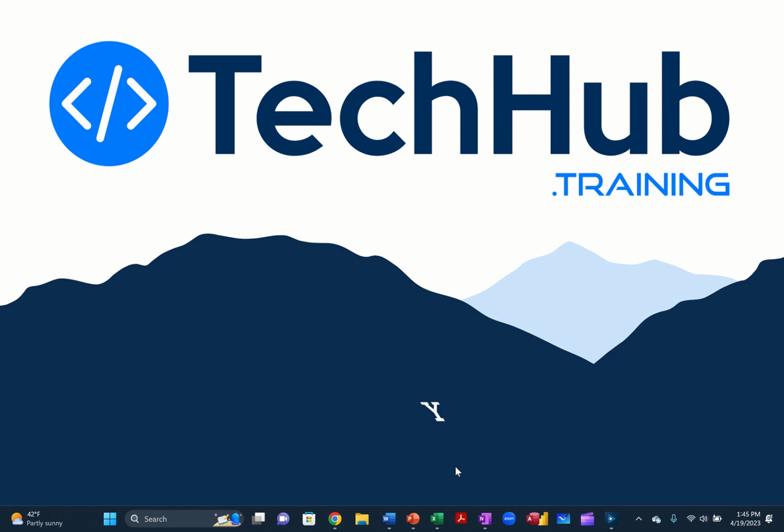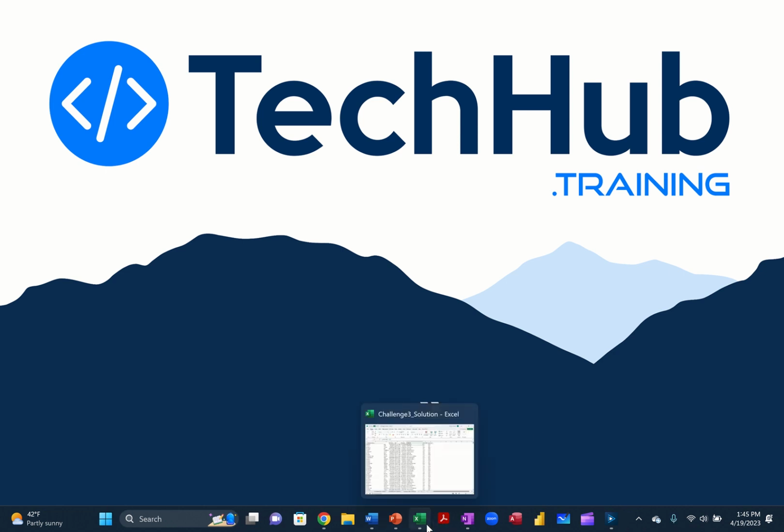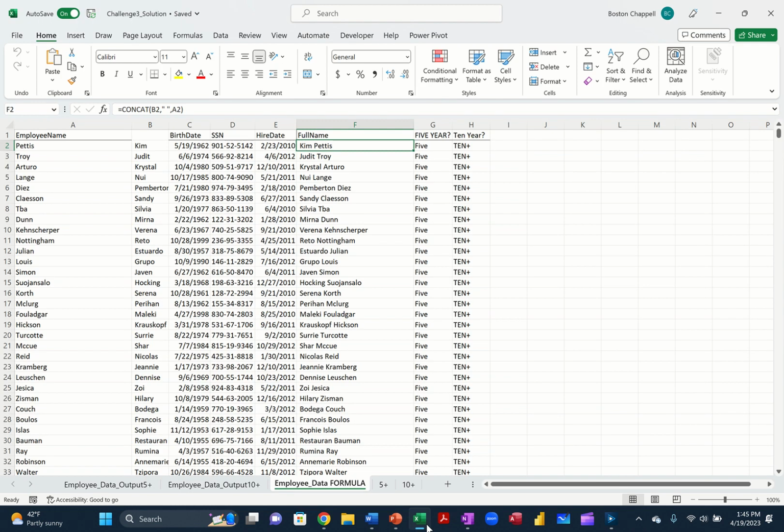Right, so we're going to show the Excel version of this solution first here. So here is my data originally. Got the employee name, birthday, social security number, hire date. And so what I did first was in this column, I concatenated the names of the employees. So I did CONCAT and had B2, comma, space right here, and then the next A2. And then I just copied that all the way down, a full name.